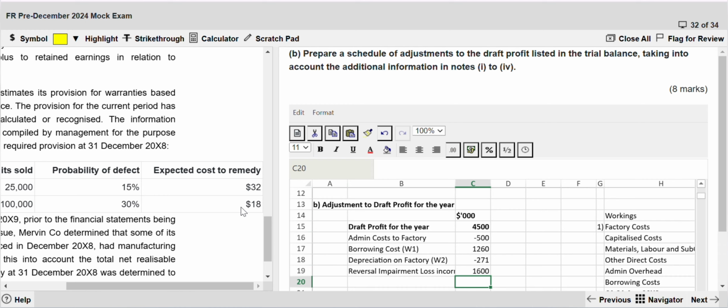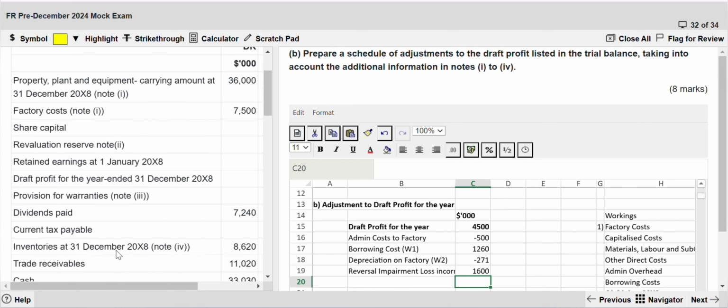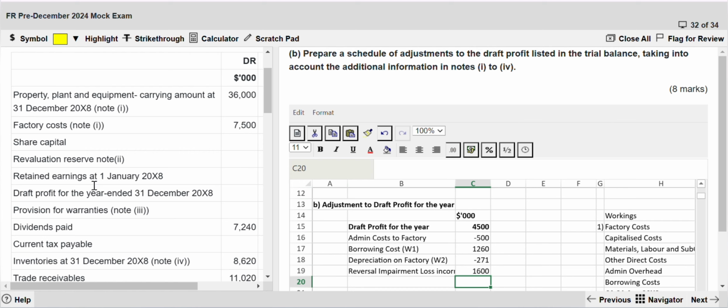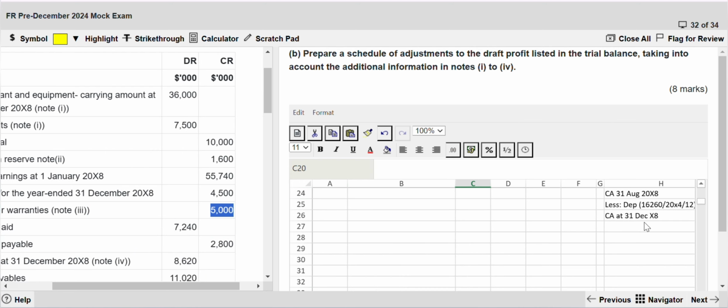So what do we have to do? We have to calculate the probability of default. We need to calculate the expense based on 25 million into 15% into 32, and product B 1.1 million into 30% into 0.8. That should be our closing balance of provision. Do we have warranty provisions already? They have a warranty provision, so the opening balance was 5 million. So we need to calculate our closing balance of provision.